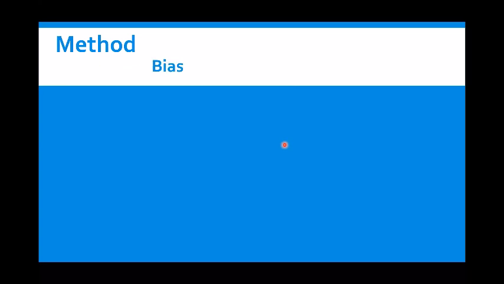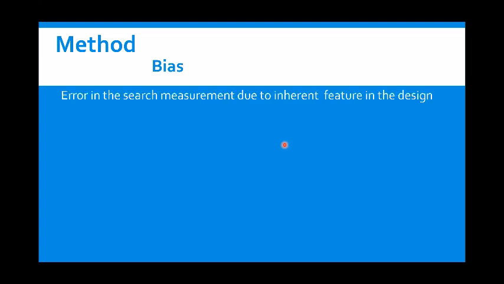So again, the most important part of the method is speaking about the bias, because the bias will make the study good or not as good as the researcher was willing to. And the bias is a systematic error in the research measurement, and it's an inherent feature in the design.